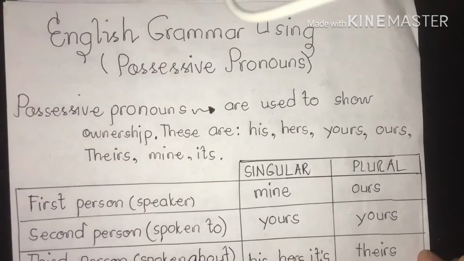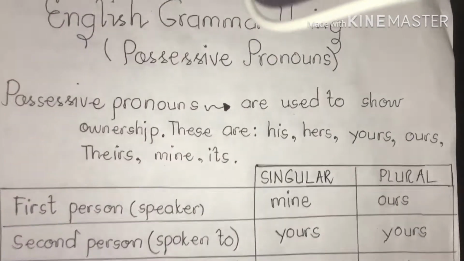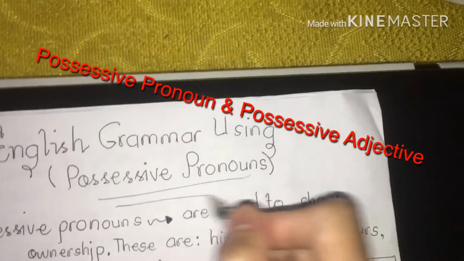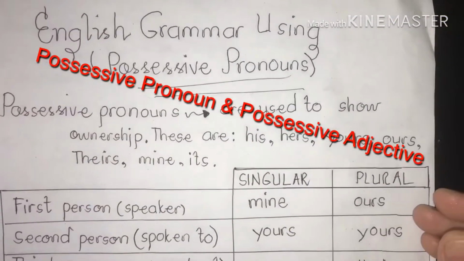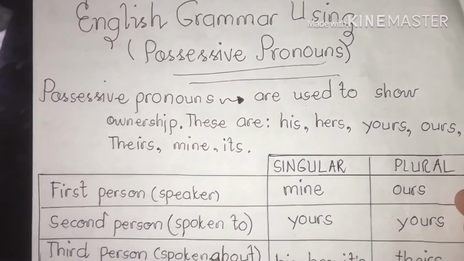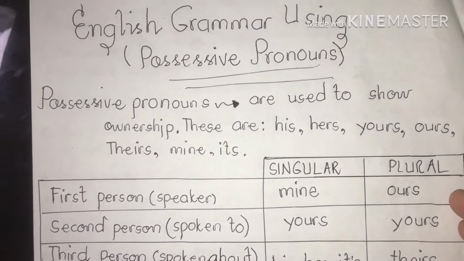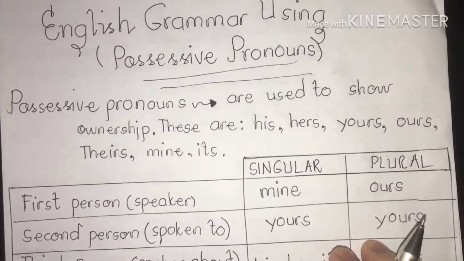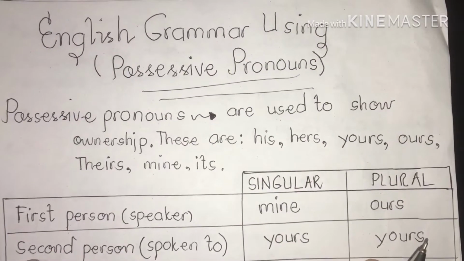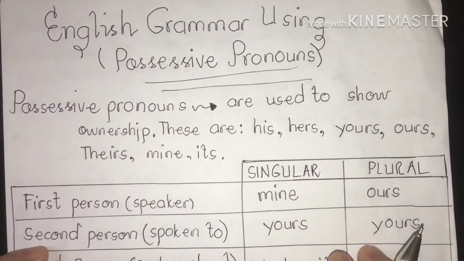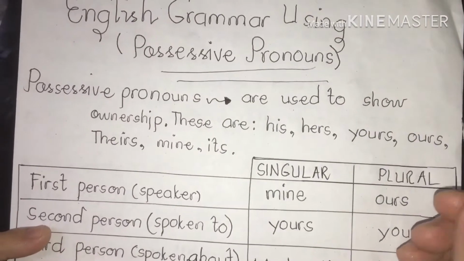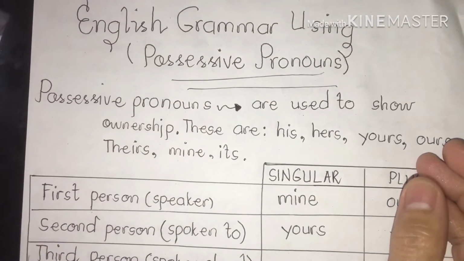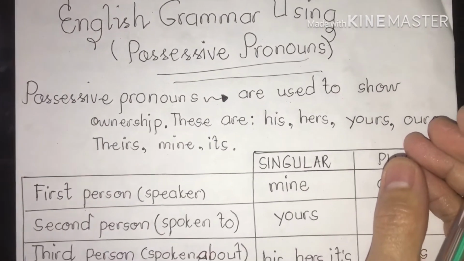Okay, we are going to discuss English grammar using possessive pronouns. Remember class, possessive pronouns and possessive adjectives. Why do we discuss possessive pronouns and possessive adjectives? Remember that possessive adjectives show ownership and come before a noun. Let's say, for example, we have our own things.